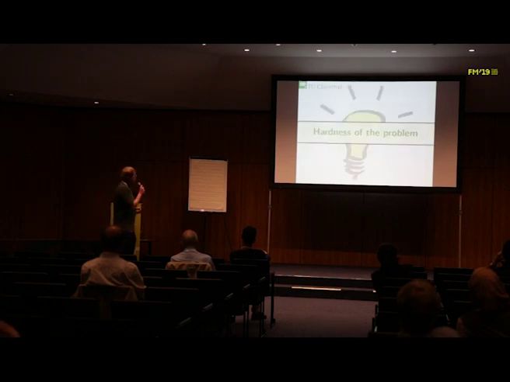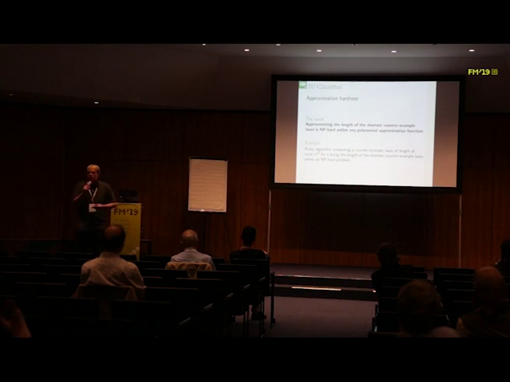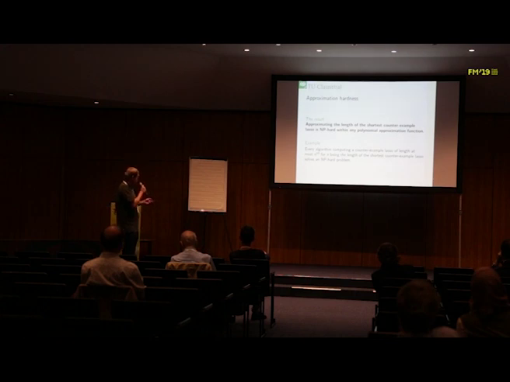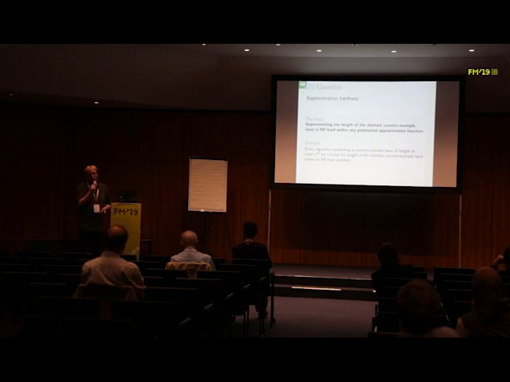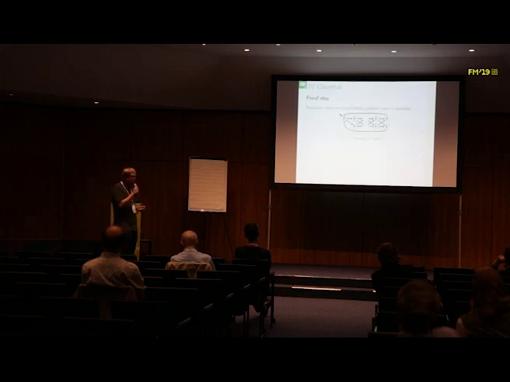So the main result is, as already stated, that approximating the length of the shortest counterexample lasso is NP-hard within any polynomial approximation function. To give you an idea of what this means, every algorithm computing a counterexample lasso of length at most n to the power of 10, for n being the length of the shortest counterexample lasso, solves an NP-hard problem. So you can really forget about giving guarantees on finding something that is approximately short, unless, of course, P equals NP. But that's not something that we can hope for, I guess. So how can you prove such a thing? Well, the usual way of doing this is by performing a reduction from the satisfiability problem.